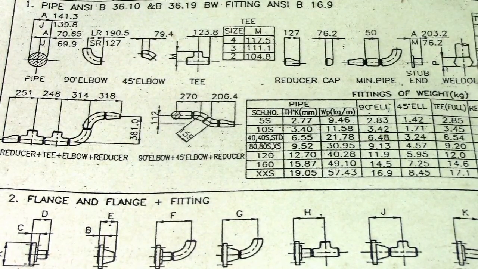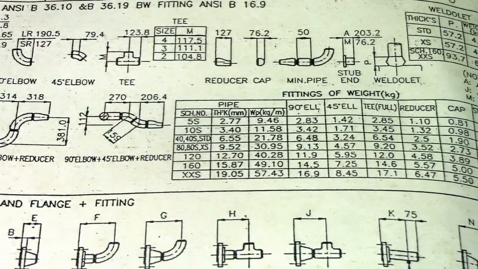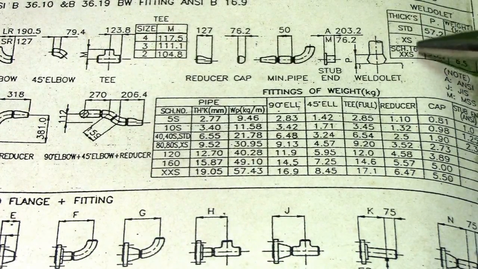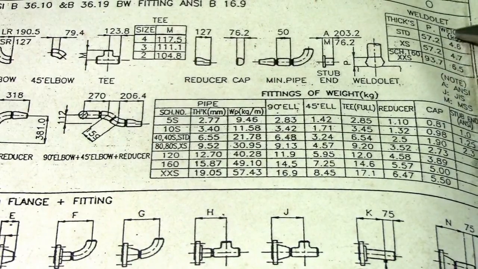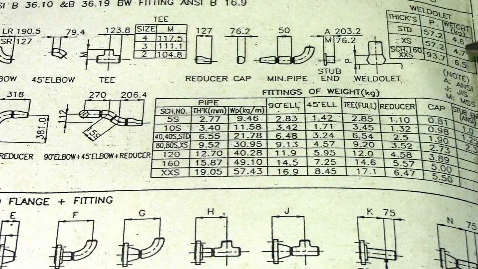So this is stub end. This is in dimension, and we have a weld gillette. In the weld gillette they have a thickness and weight. So this is thickness. So we have standard, XS, schedule 160, and XXS: 50, 57.2, 57.2, 93.7. This is the weight of this weld gillette: 4.6, 4.7, 6.5.